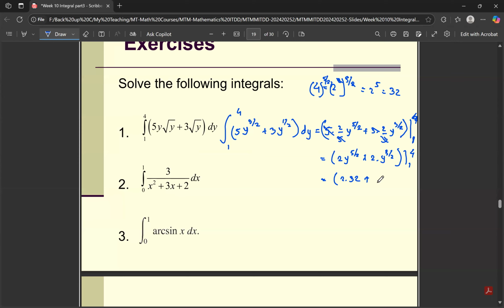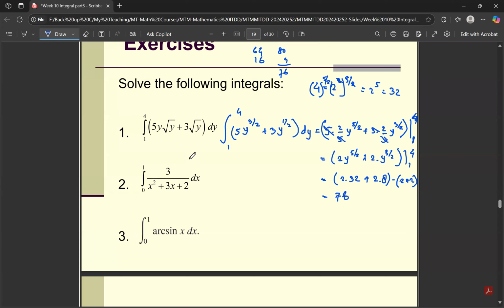And again, also from here, we have 2 times 2 to the power 3. So we get here minus, substituting 1 into this function will be 2 plus 2. So we can count it: 64, 16, we have 80, 80 minus 4, we have 76. This is 76.